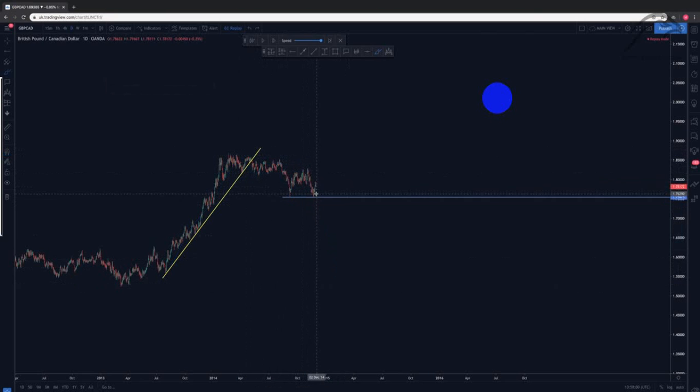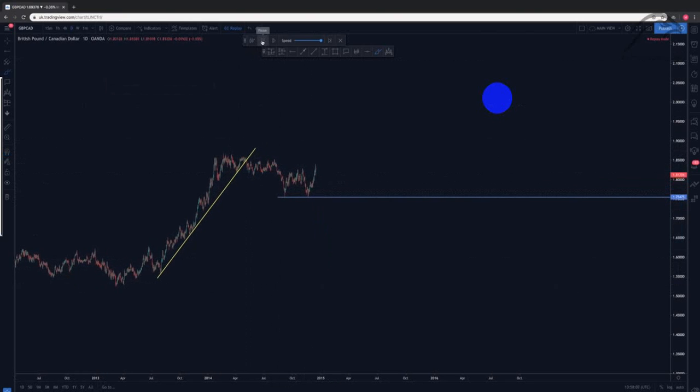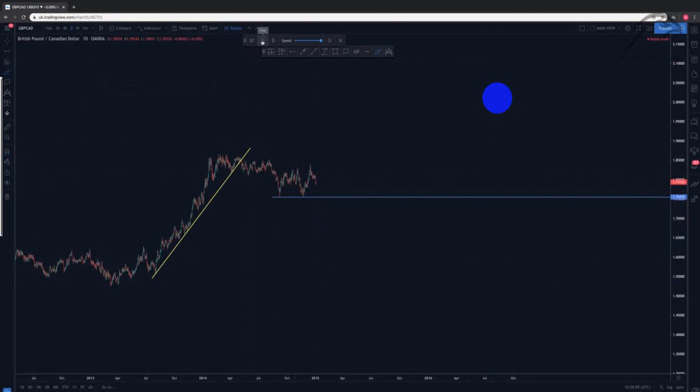We want some confirmation of a push to the upside to confirm that this is the angle before we do that. So if we play this a little bit further, now we start to move off. Well and truly, you can see that we're still contained at this stage within this structure where it could still be a possibility that we could drop. So there's no solid confirmation just yet.